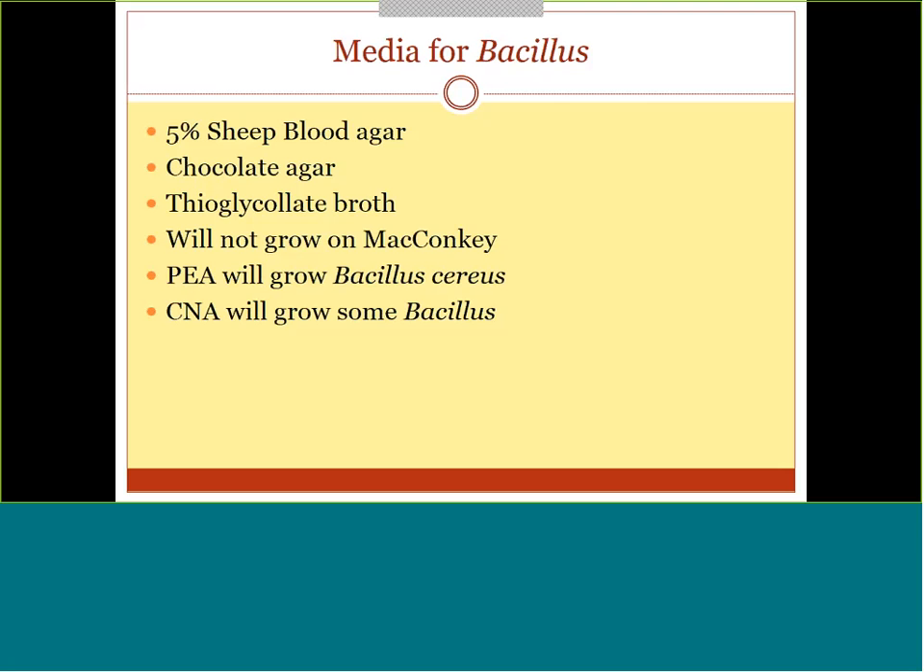Now, they don't always grow. Sometimes they grow, sometimes they don't. It's not crystal clear all the time, but just a mention. So the best use here would be your sheep blood or chocolate agar since those are supportive.